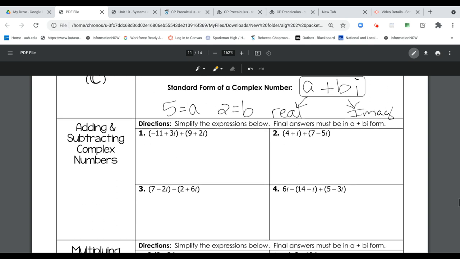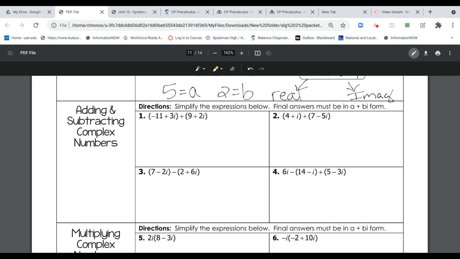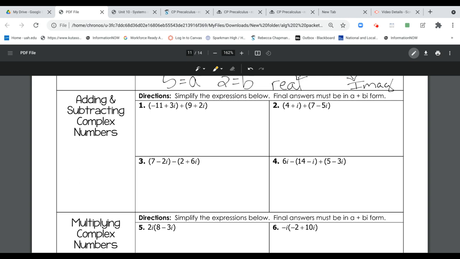So in the next couple of examples, we're simply going to add and subtract complex numbers. And it is just like combining like terms. So what you want to do, if you notice in number 1, we have an a plus bi plus an a plus bi. So what we're going to do is grab our a values. This is what you should be thinking. You don't necessarily have to write it down, but this is what you should be thinking. I'm going to add my a values together because of that plus sign. And then I'm going to add my b values together.